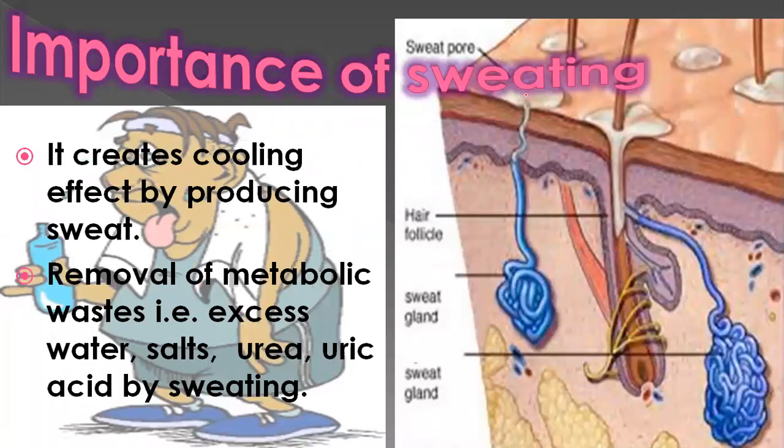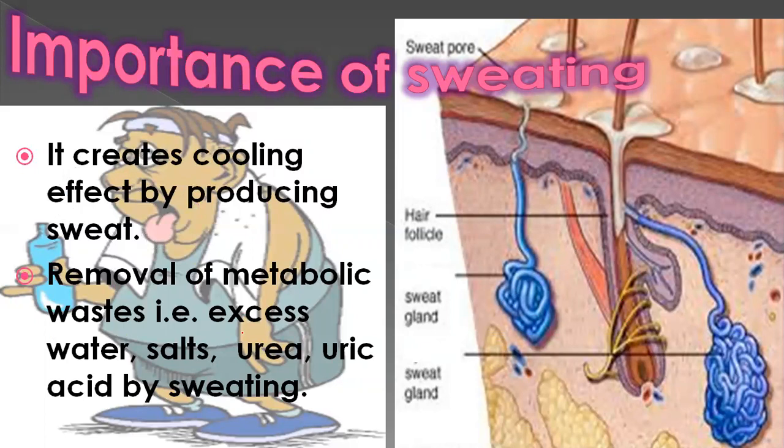Then we'll see the importance of sweating, that is in summer, definitely, goosebumps in winter. So it creates a cooling effect by producing sweat. Like evaporation or transpiration in plants, when our body gets sweat, it produces sweating. With the sweat, our heat gets lost, and due to that our body temperature gets reduced, and we can maintain our body temperature.